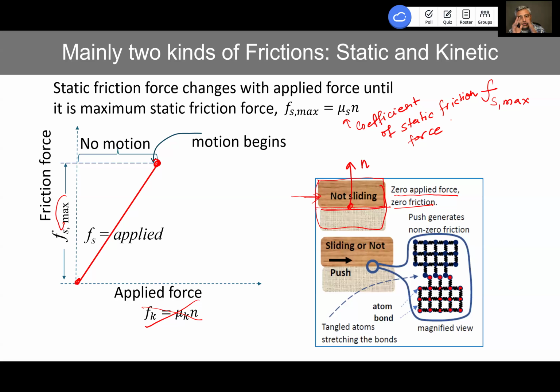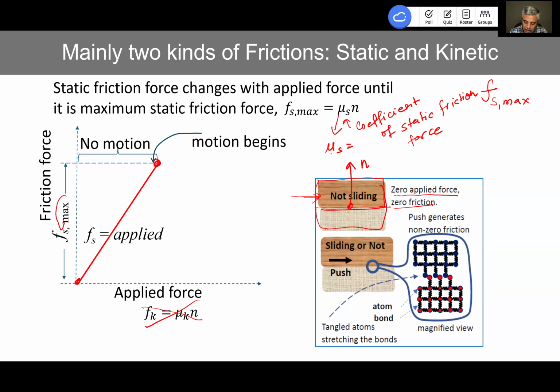And for given two surfaces, the value of this coefficient can be determined by doing simple experiments, by measuring the force you have to apply to push or slide the object just to start sliding. Measure several values, make a plot, and from that plot find the slope, and that's going to give you this static coefficient.